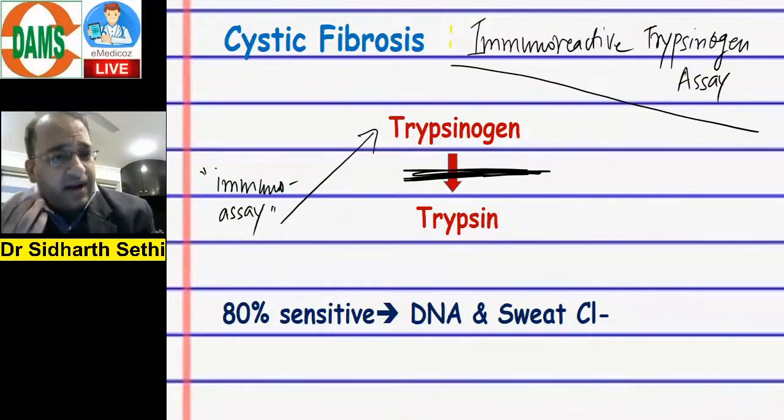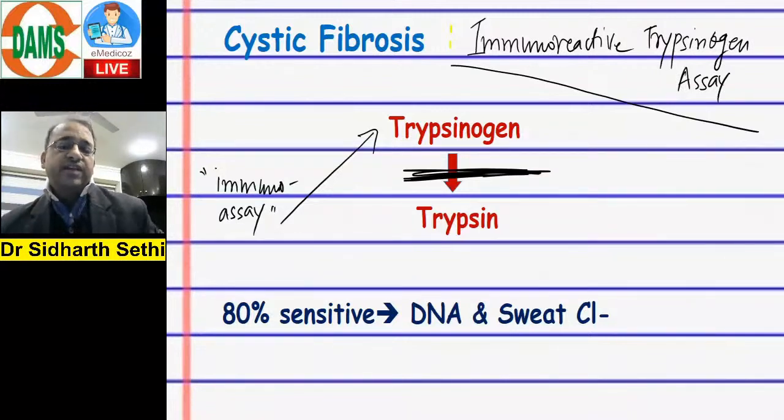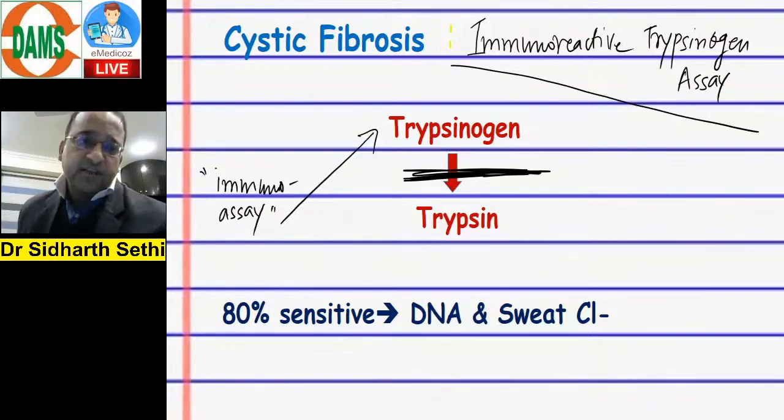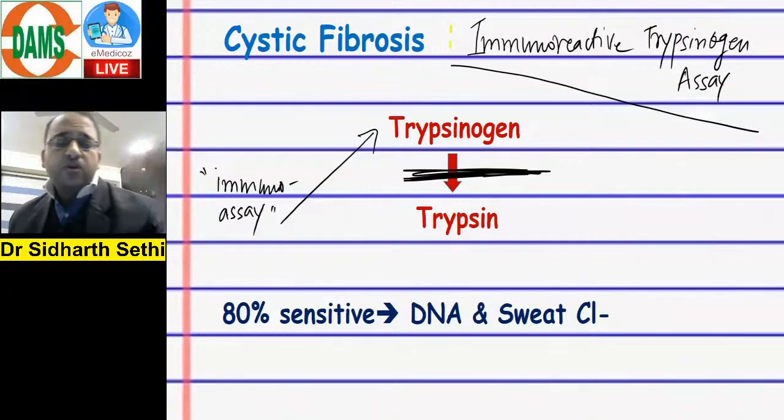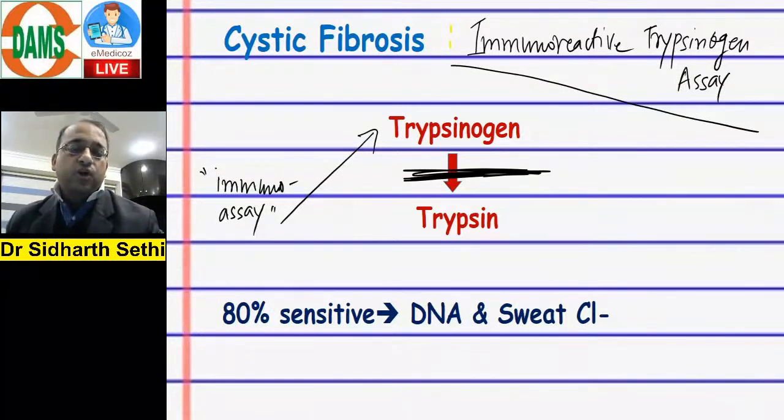It is 80% sensitive. So for a screening, you need a sensitive tool. So it's 80% sensitive to diagnose cystic fibrosis. The second test you can do is DNA analysis. All over the world, most commonly they would do IRT followed by a mutation. Every baby who has immunoreactive trypsinogen test positive, we follow it up by a DNA analysis and a sweat chloride. In normal babies we do not do sweat chloride for screening, Dr. Ghosh, we do IRT.